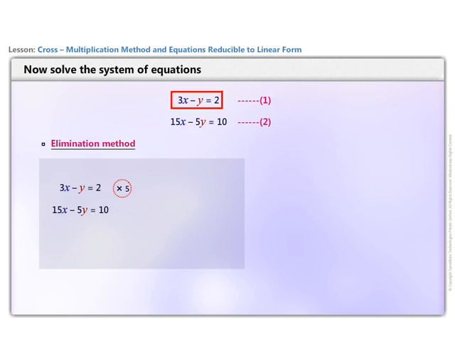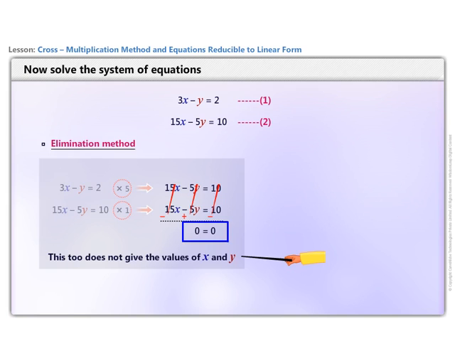Multiplying equation 1 by 5 and equation 2 by 1, we get 15x minus 5y is equal to 10. Subtracting both the equations, we find that the result is 0 as both the coefficients get eliminated. This too does not give the values of x and y.